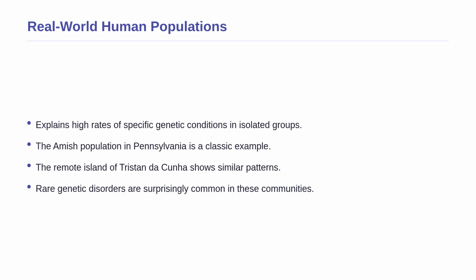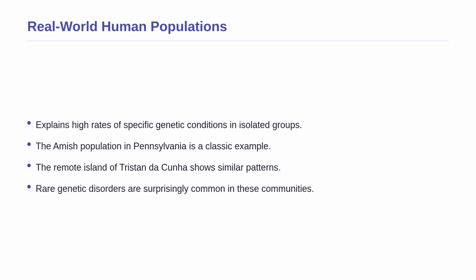So, does this actually happen in real life? Absolutely. Understanding the founder's effect is crucial because it explains why certain isolated human populations have unusually high rates of specific genetic conditions. For example, if we look at the Amish communities in Pennsylvania, or the inhabitants of the incredibly remote island of Tristan da Cunha, we find that certain rare genetic disorders are surprisingly common.